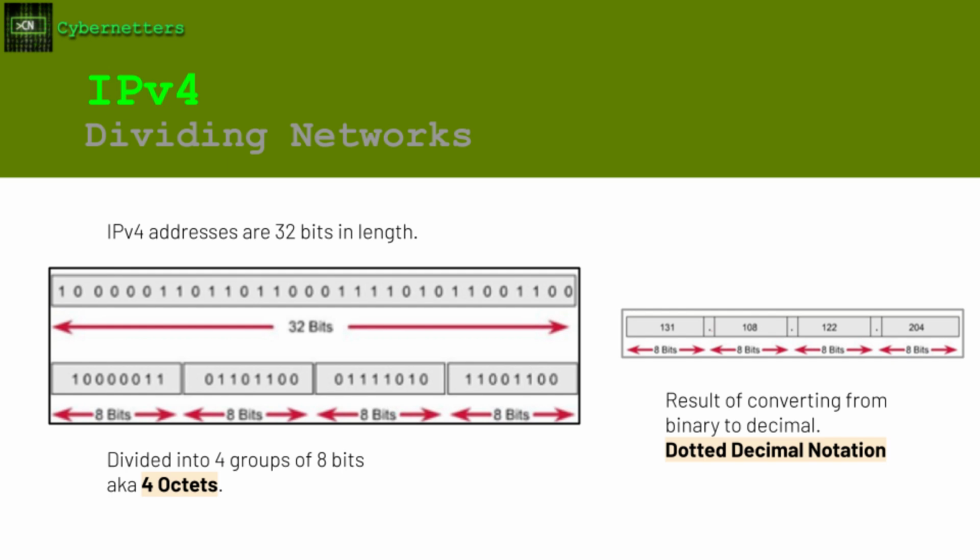So why use dotted decimal notation? As I mentioned before, computers use binary, but humans find it easier to read decimal numbers. The binary address is split into 4 octets, and each octet is converted to decimal and separated by dots. For example, 192.168.1.1 is an example of dotted decimal notation.